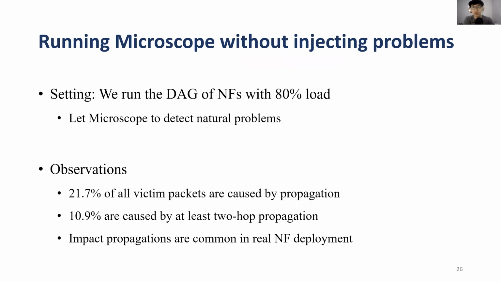We also run Microscope without injecting problems to show how it works in natural environments. We served the NF DAG with 80% load. Here are our observations. 21.7% of all victim packets are caused by propagation, and 10.9% of them are caused by at least 2 hop propagation. This means that impact propagation is common in real NF deployment, and Microscope is a great tool to detect them.